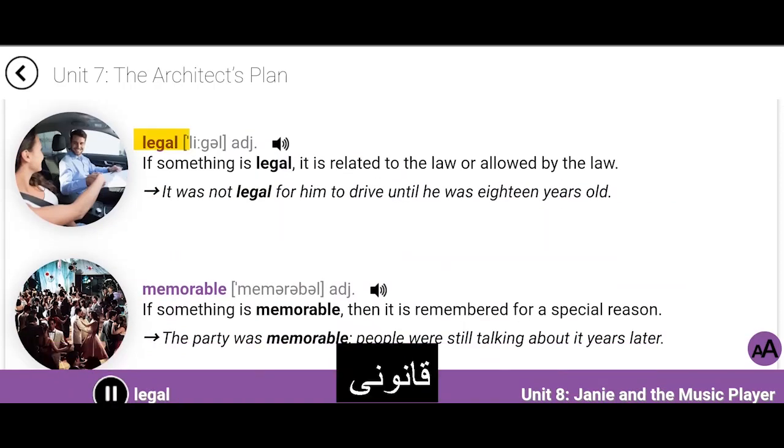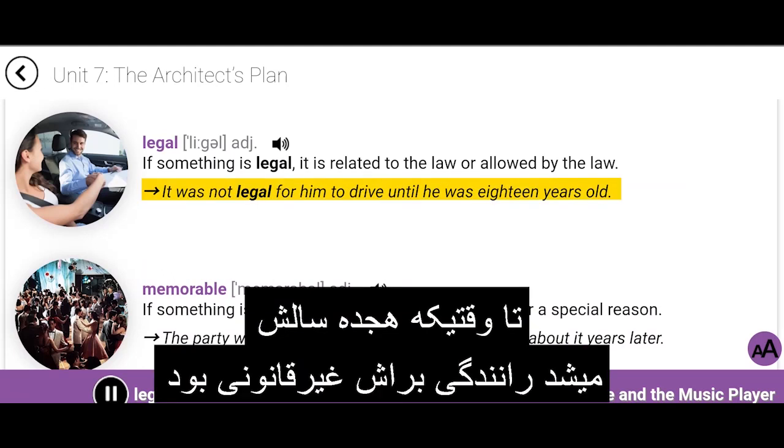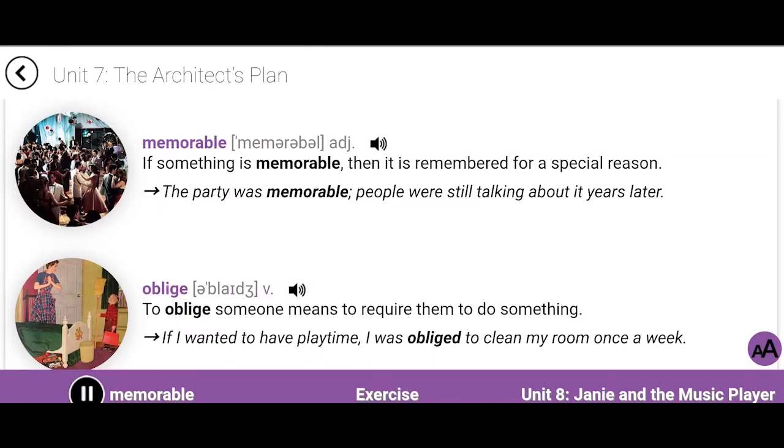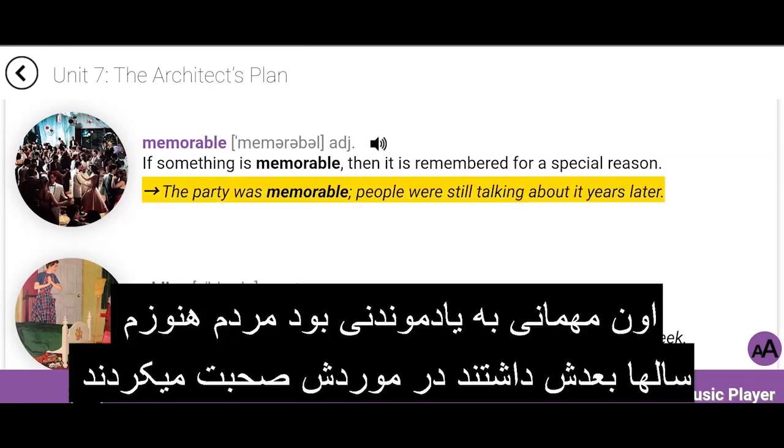Legal. If something is legal, it is related to the law or allowed by the law. It was not legal for him to drive until he was 18 years old. Memorable. If something is memorable, then it is remembered for a special reason. The party was memorable. People were still talking about it years later.